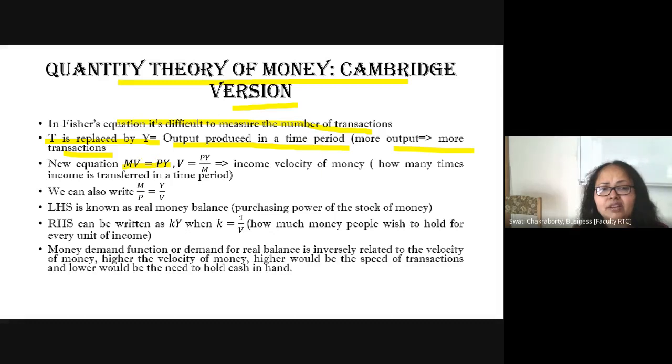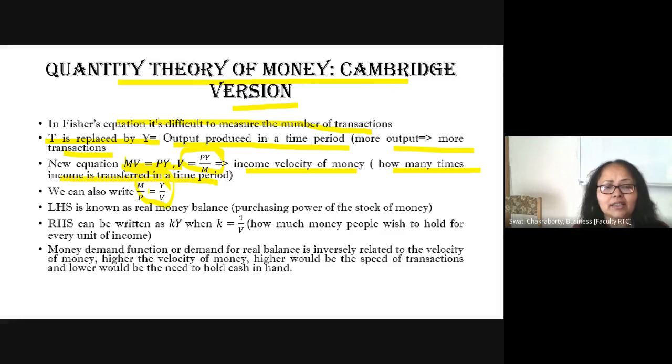And V is equal to what? You just bring this M down. So V is equal to PY by M, which is also called the income velocity of money. Income velocity of money means how many times income is transferred in a given period. The same equation, right? We can also write it if we bring P to the left hand side and V to the right hand side. So it becomes M by P equals Y by V, right?